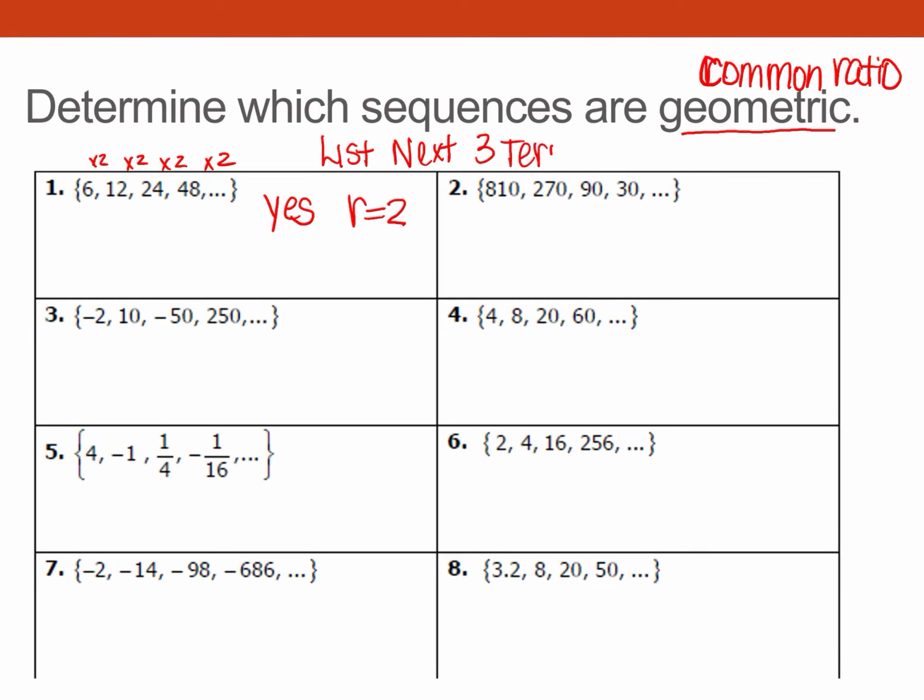If it is geometric, our next 3 terms here would be 96, 192, and 384, if you keep the same pattern.